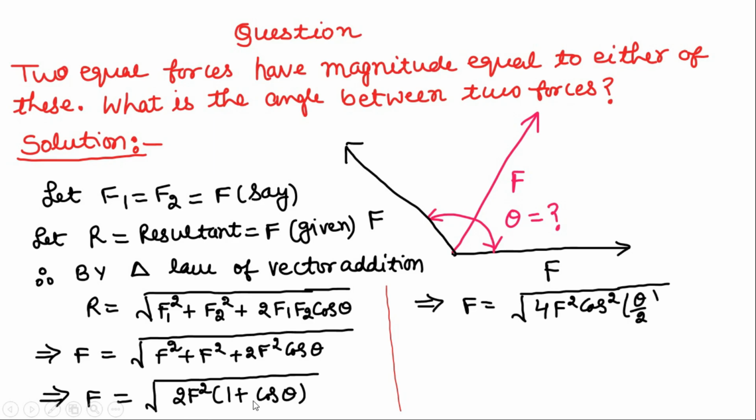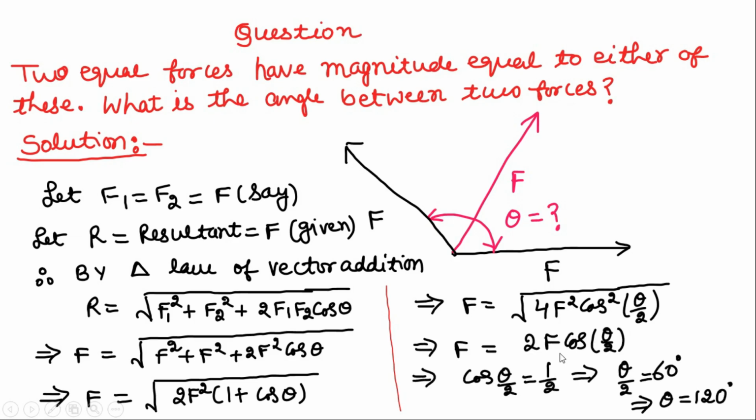Now we know that 1 plus cos theta is equal to 2 cos square theta by 2. So we have inserted this formula here. And when we solve this equation, we will get F is equal to 2F cos theta by 2. F and F will get cancelled. This will give you cos theta by 2 equal to half. Hence theta by 2 will be equal to 60 degrees, or the angle theta between the two forces will be 120 degrees. Thank you.